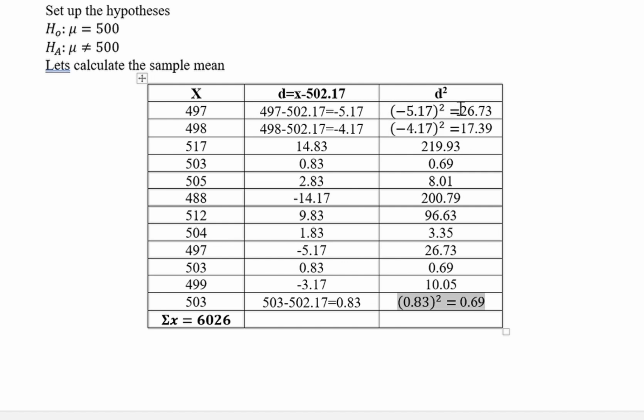Now we also need this summation, the sum. So we shall say summation d squared is equal to, if you add all this, you're likely to get 611.67, and that is summation d squared.